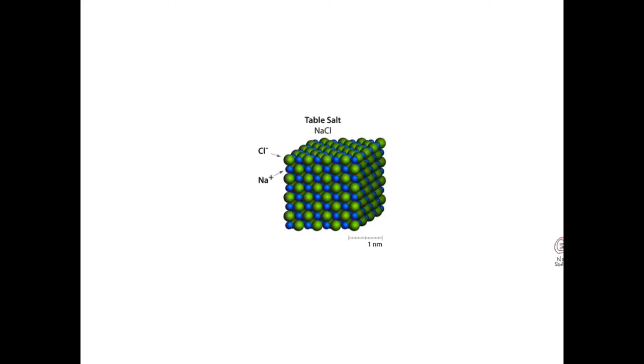Now, what we find in table salt, we have our sodium and our chloride. They just kind of stack over and over and over again into a structure that we could call a lattice. So this right here kind of becomes a cube-like structure like so. So we call this, let me write it or type it for you, a lattice, okay?